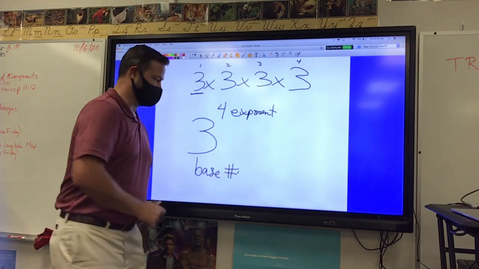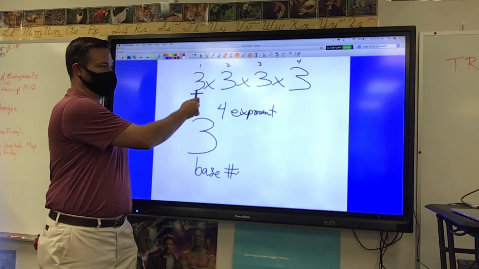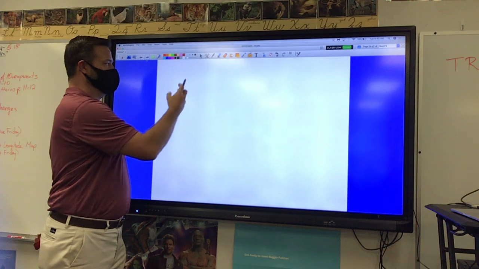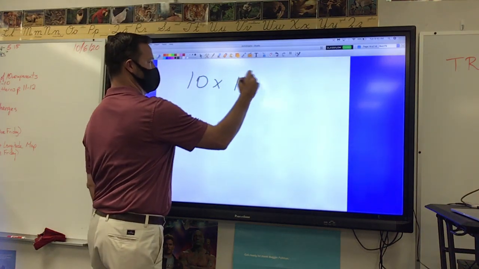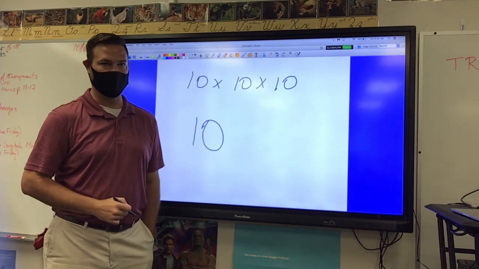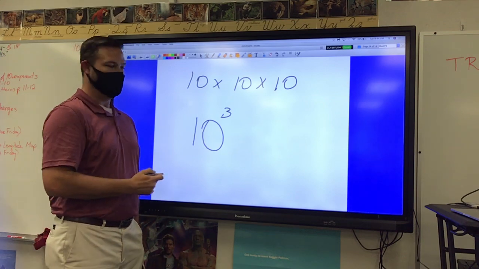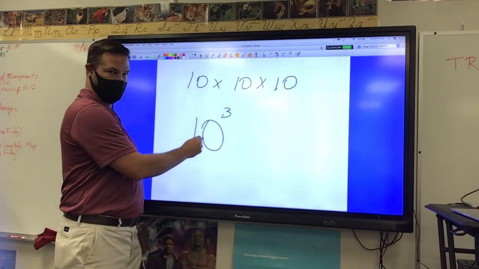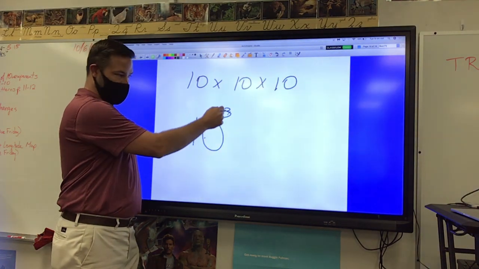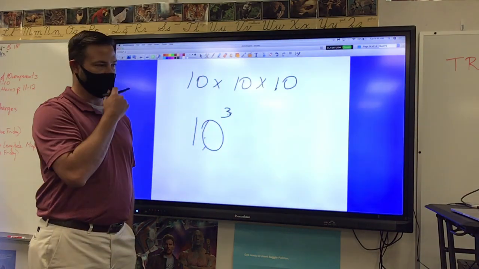Okay? A lot of people try to do 3 times 4. It is not 3 times 4. It is saying I'm taking 3 and multiplying it 4 times. Today, everything is going to be done with tens. So if you have something like this, my base number is 10, that's your big number, and your exponent is 3 because there's 3 of those. And the way you would read this is either 10 to the power of 3 or the power of 3 to 10. Okay? Either way is fine.